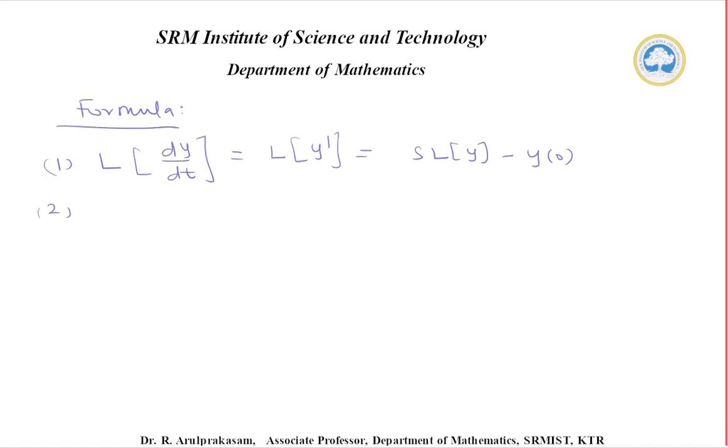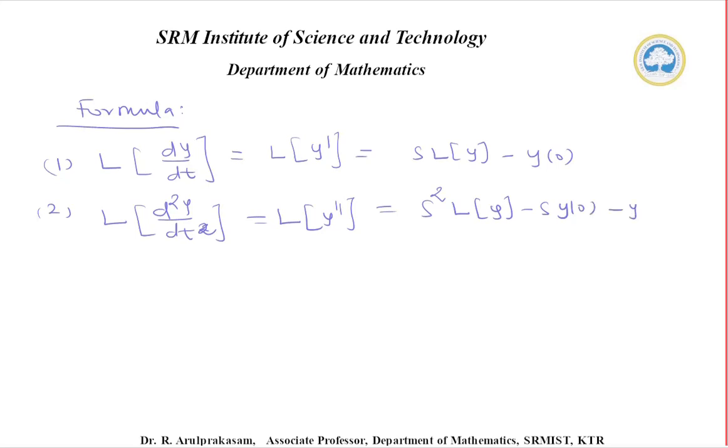What is the second formula? What is the Laplace transform of the second derivative with respect to t, that is L of y double dash of t? You already studied the general formula: s square L of y minus s into y of 0 minus y dash of 0. That is the formula.